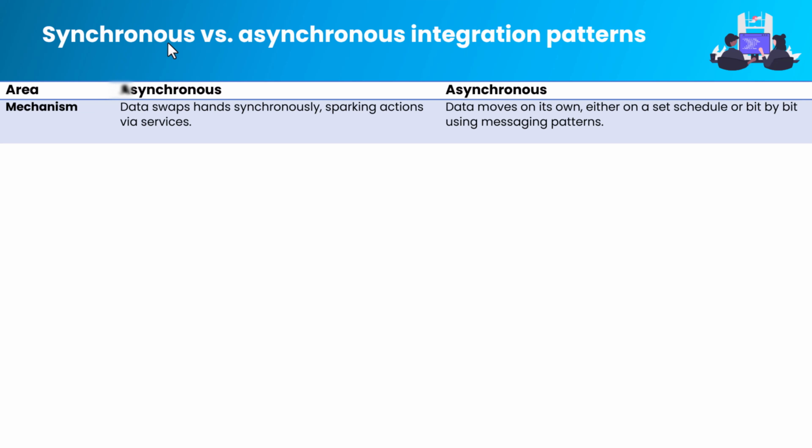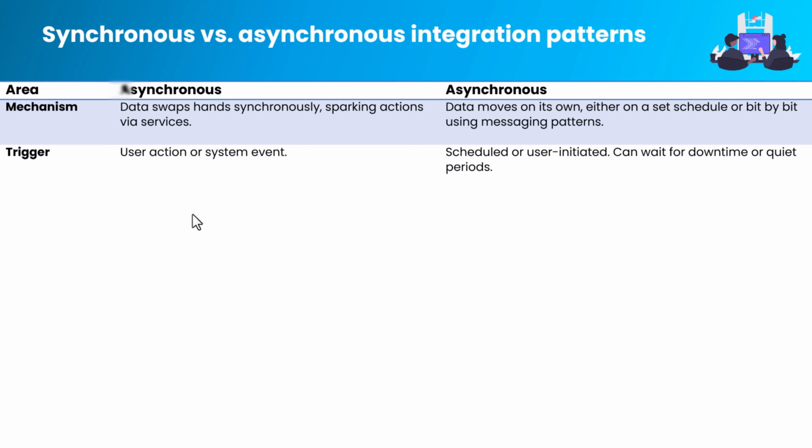Now let's talk about the second point, that is the trigger: the user action or the system event. It can be triggered by the user or by the system. In a synchronous system, the trigger could be an immediate action, such as a user clicking on a button or a system automatically updating a record, prompting an instant response or data exchange. In that case, it can trigger in a synchronous way.